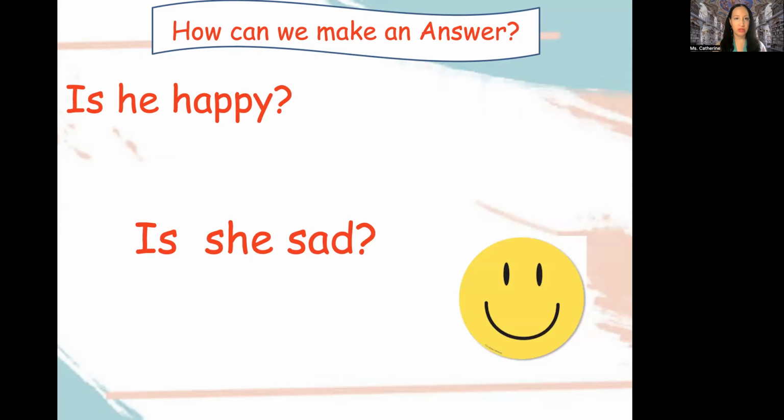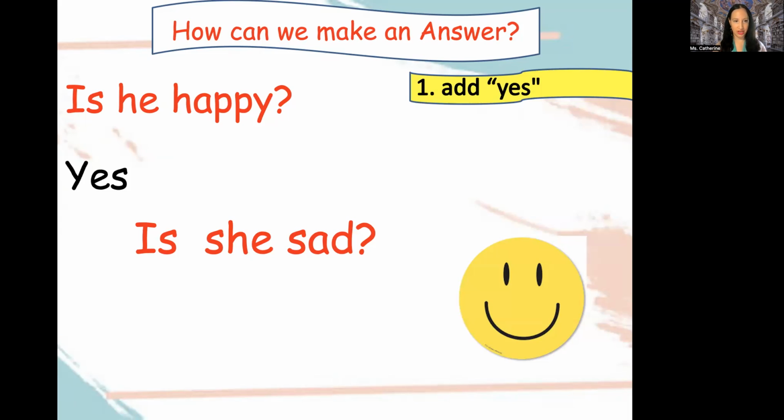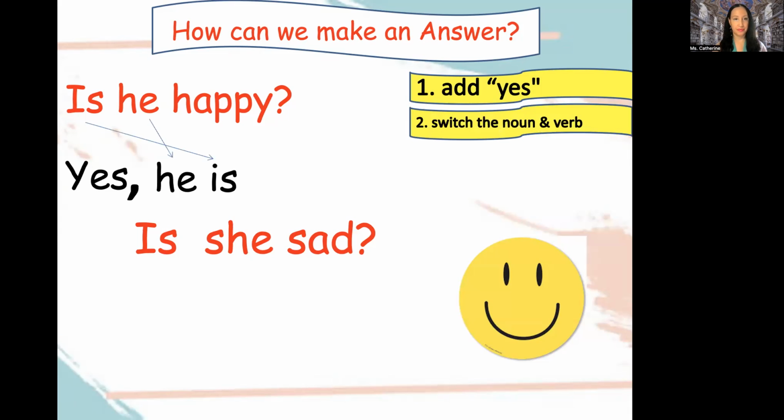Okay, now let's switch it. How can we make an answer? Is he happy? Is she sad? Now that we made a question out of an answer, work on these. What do you think? Add yes. Right? Because before we were crossing out the yes. Now we switch the noun and the verb, okay?